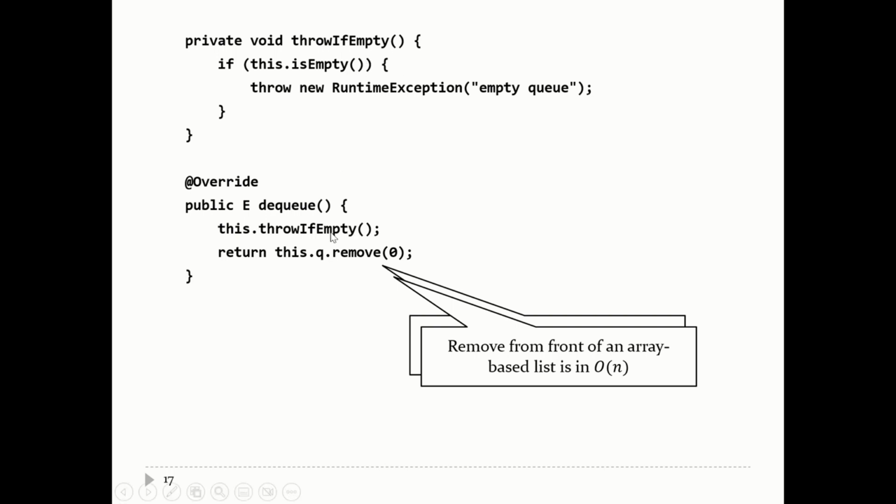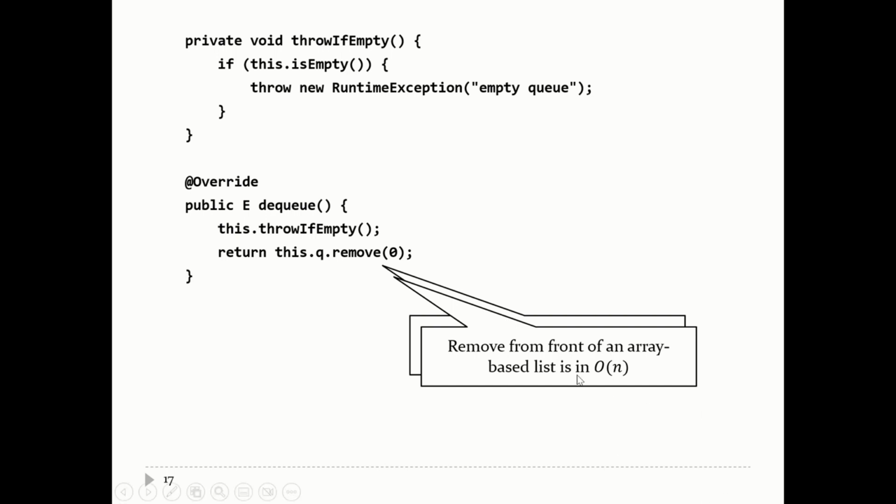You just remove the first element of the list. Of course, you have to check if the list is empty because you can't dequeue an empty queue. So I have a little private method here that tests if the queue is empty and throws an exception if it is. The reason you don't want to do it this way with an ArrayList is because removing the first element of an ArrayList is big O of n. To remove the first element, you remove it, but then you have to shuffle all of the following elements forward one position. And that takes big O of n.